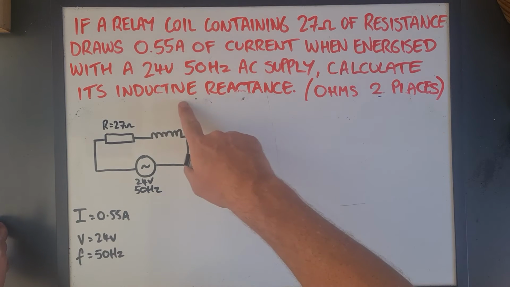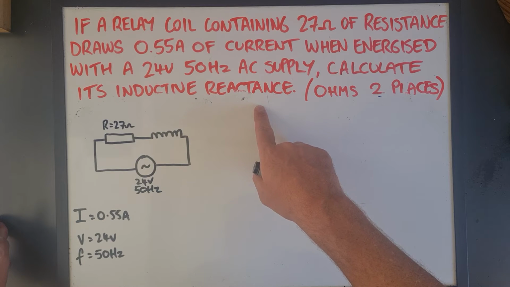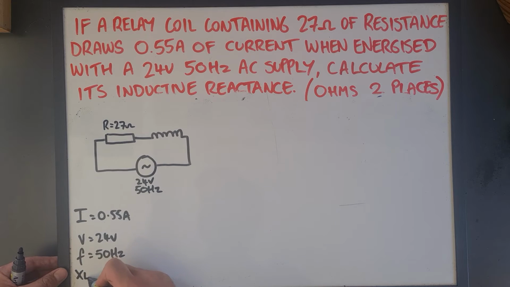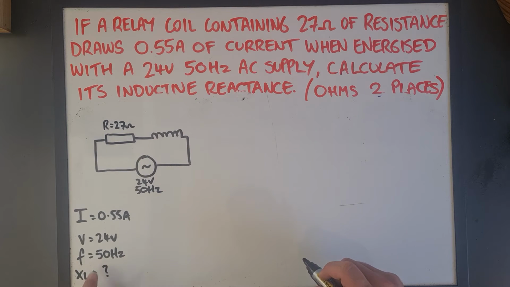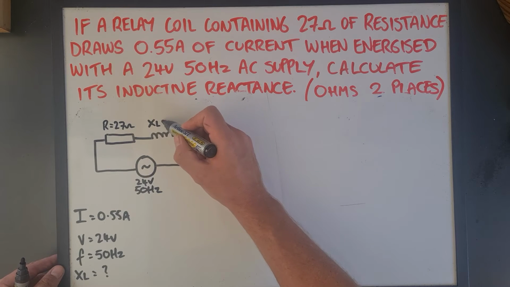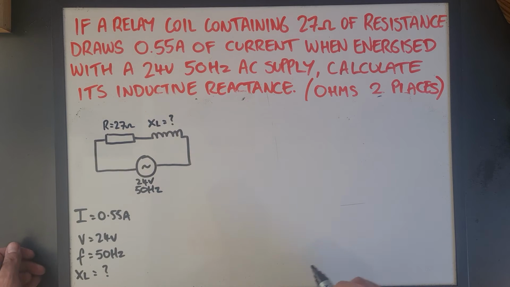We're trying to calculate the inductive reactance here. So inductive reactance always has the symbol of XL. So we'll write XL is equal to a question mark and also put our XL value up on top of our component. So question mark there.